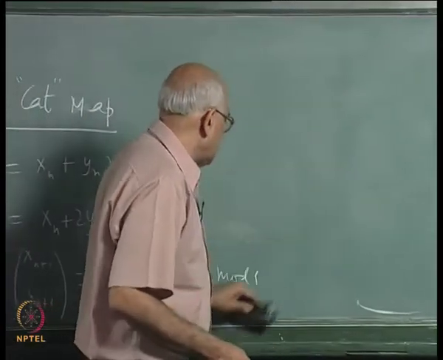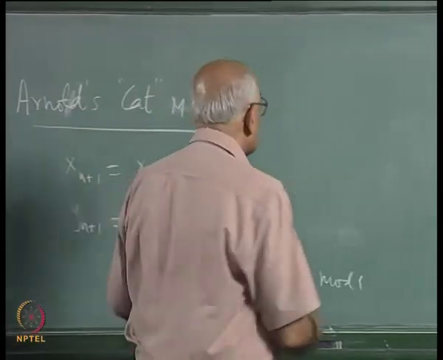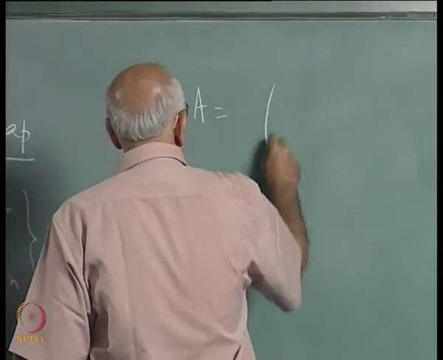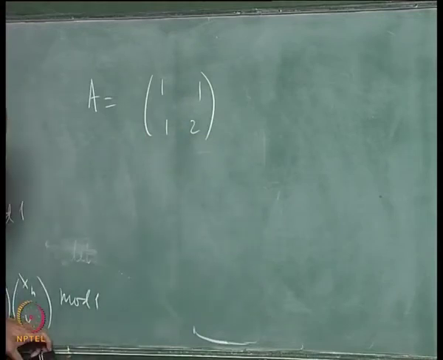What are the eigenvalues of this matrix? So I have this matrix A which is equal to 1 1 1 2. What are the eigenvalues of this matrix?